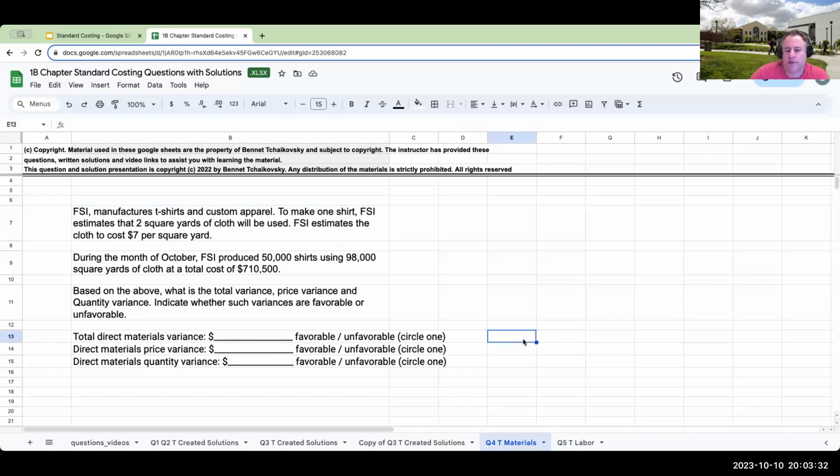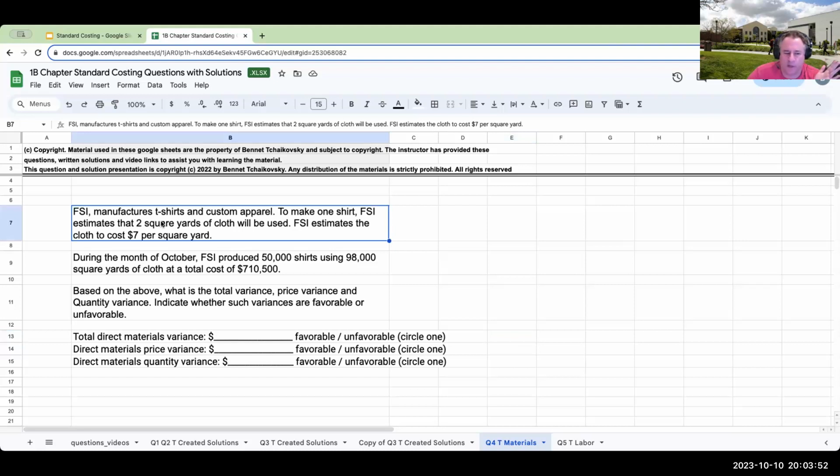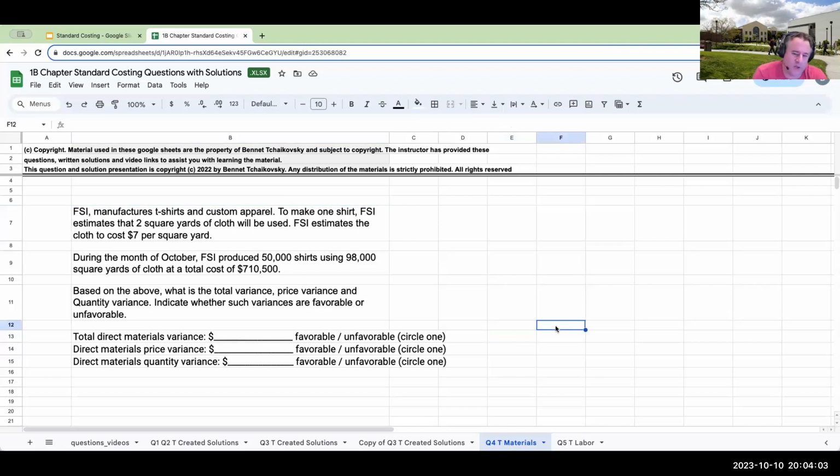So what we're going to do here is, remember, the whole purpose of standard costing, or one of the purposes, is that in real time, as we're actually spending money on materials or labor, we can compare it to our standard or our budget. And when you see this part right over here, to make one shirt, FSI estimates that 2 square yards of cloth will be used. So that's really talking about the budget. But let's go through here and look at our actual.